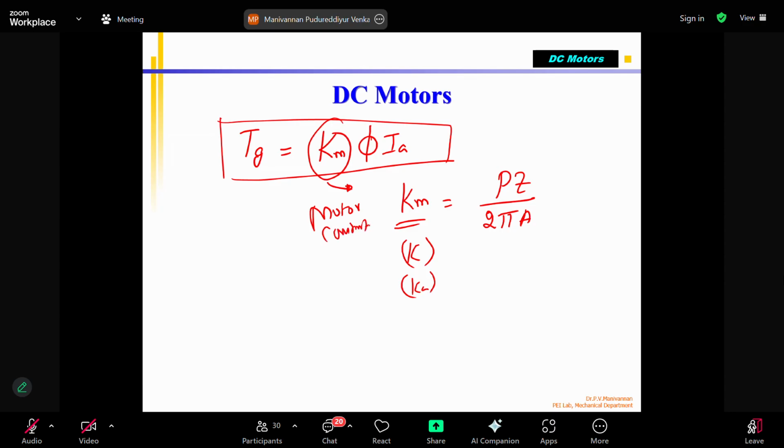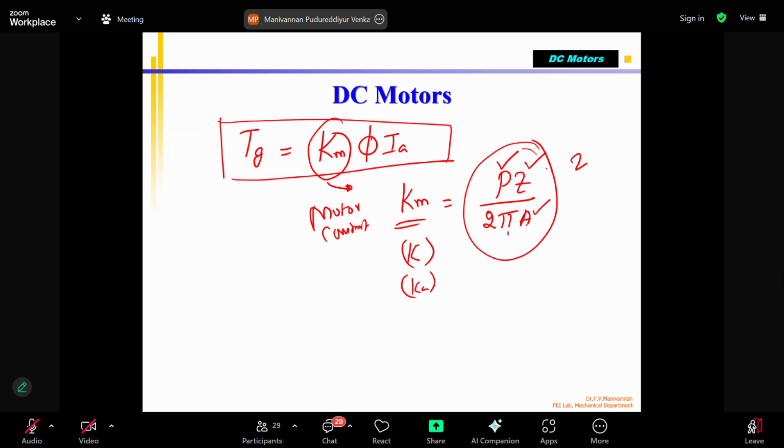Once the motor constant is there, what is it? This is why it is called constant. The number of poles in a motor, 2 pole, 4 pole, 8 pole, is decided by the design. P is the number of parallel paths, Z is the number of conductors, 2, 4, whatever it may be. Pi is constant, 3.14, 2 is constant. So the whole thing becomes one number.